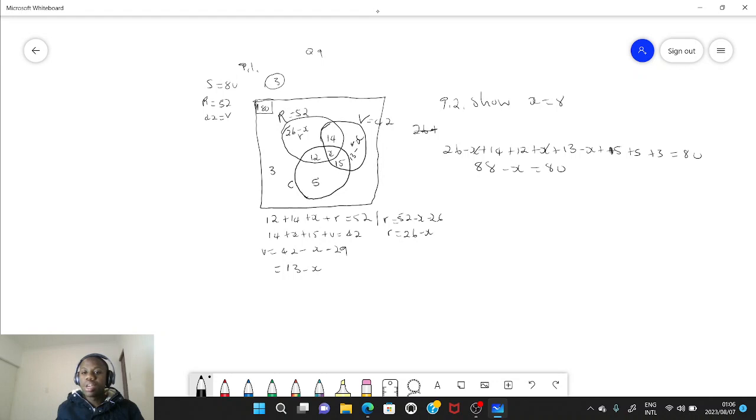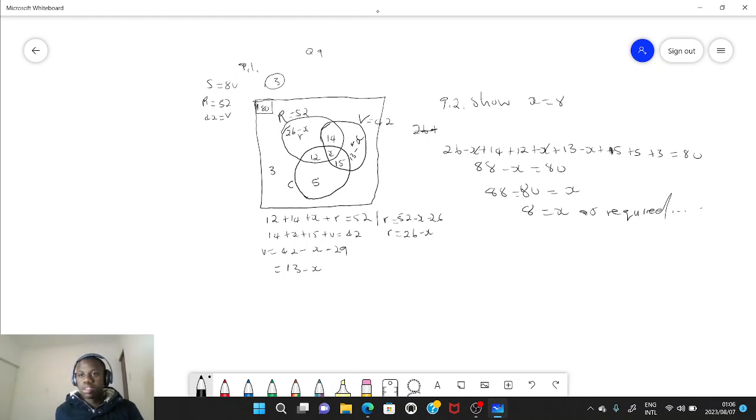So here I'm solving for x. Looking at this, x is negative, right? I isolate 88, and then transpose x to the other side. And then I do the same thing with 8. I'll transpose 8 to the left-hand side, right? When I transpose 8 to the left-hand side, it becomes negative 8, and x to the right-hand side becomes positive x. What is 88 minus 8? That's 80. So my x is equivalent to 80 in this case, as required, since you are required to show that x is equivalent to 8.